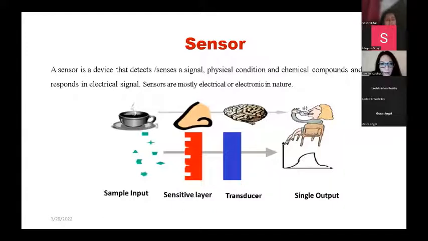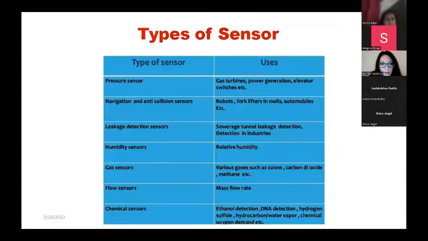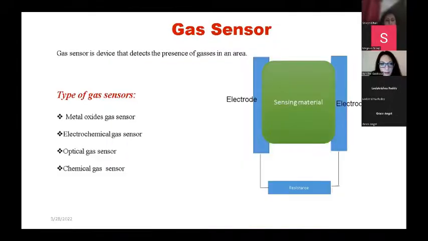Most sensors are electronic in nature, and in the market different types of sensors are available, like pressure sensor, leakage pressure sensor, humidity sensor, gas sensor, flow sensor, and chemical sensor. But in this work, my main focus is the gas sensor. A gas sensor is a branch of sensor in which we sense gases in a particular area. For gas sensors, different types exist: metal oxide gas sensor, electrochemical sensor, optical sensor, and chemical gas sensor.